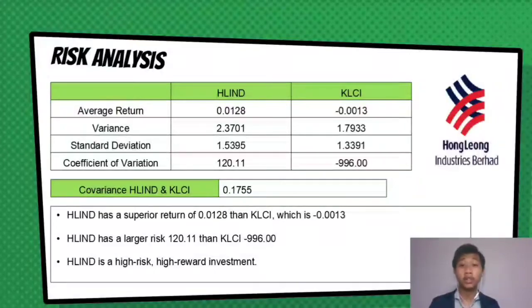However, based on the coefficient of variation, Hong Leong Industri Berhad has a high risk of 120.11 compared to the KLCI, which is negative 996. We can conclude that Hong Leong Industri Berhad is a high risk and high reward investment.